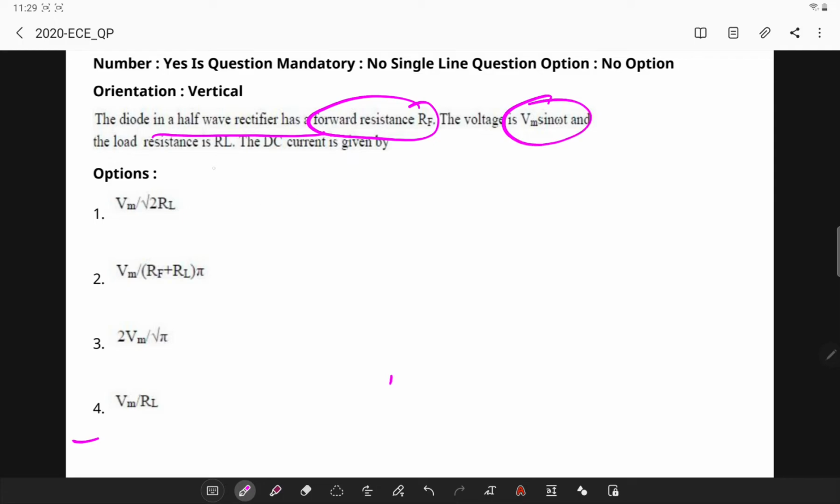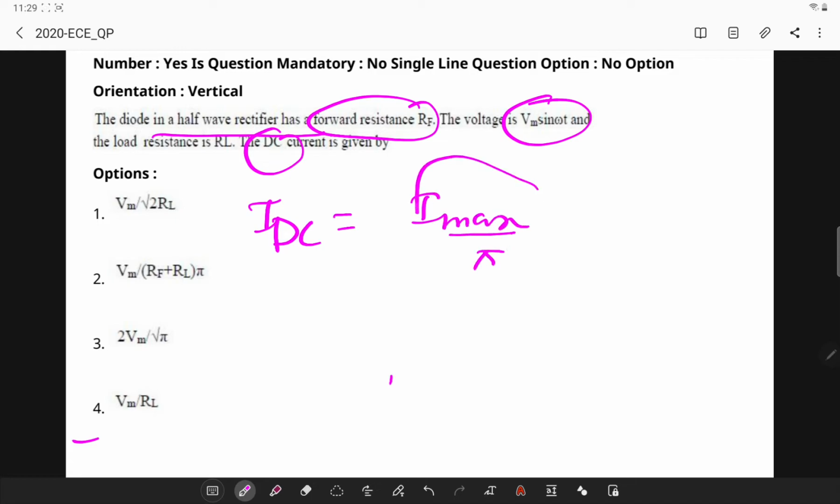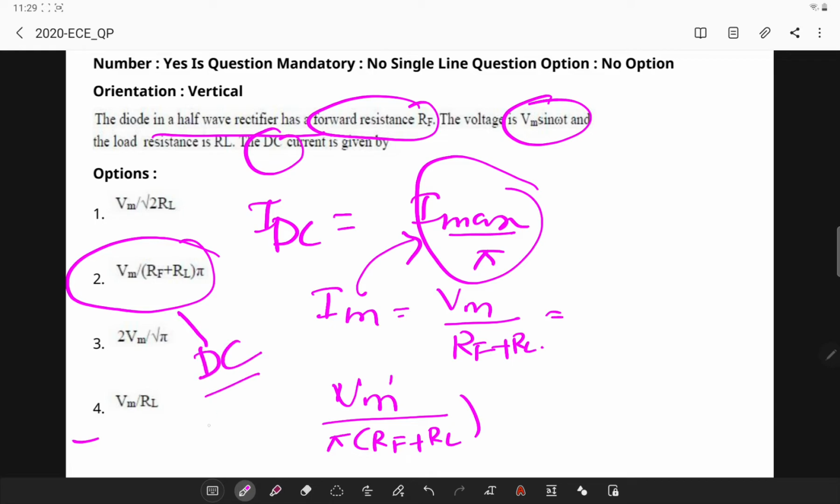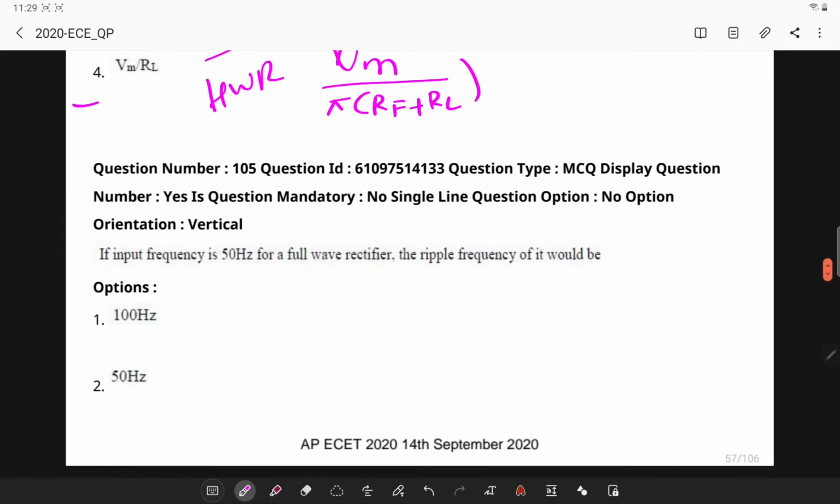Next, the diode in a half wave rectifier has a forward resistance of Rf. Now the voltage is Vm sin omega t. What is the DC current? So the IDC current is given by the formula Imax by pi. And if you remember, Im is simply Vm by Rf plus RL. Now if I substitute this here, I will get Vm by pi into (Rf plus RL), which is the DC current in a half wave rectifier.